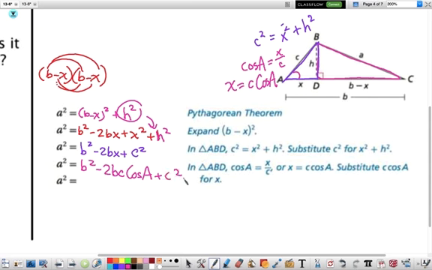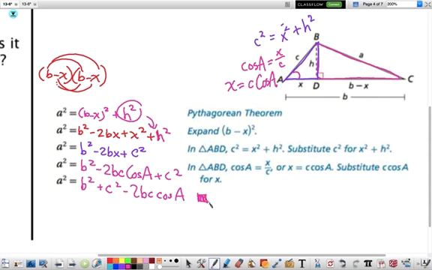Hey, that looks like the law of cosines, right? That is the law of cosines. Just reorganize it. B squared plus c squared minus 2bc cosine a. And there you go. You finished your proof.